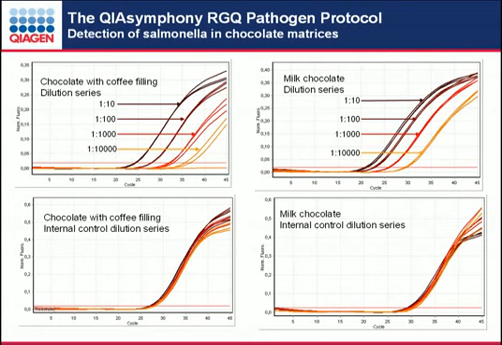And this is just an example of data from the Qiagen RGQ pathogen protocol. And these are 2 chocolate matrices, which are very difficult. So the one on the left is chocolate with a coffee filling, a very nice dilution series, very even distribution of the CTs with dilution. And this is very difficult because not only do you have chocolate here, but you also have coffee, so you have a lot of inhibitors present. And then we also have milk chocolate dilution series as well.